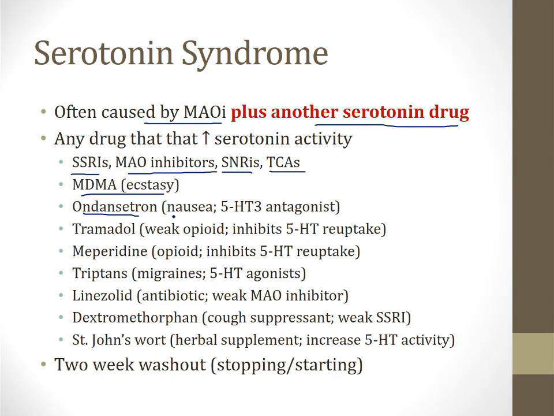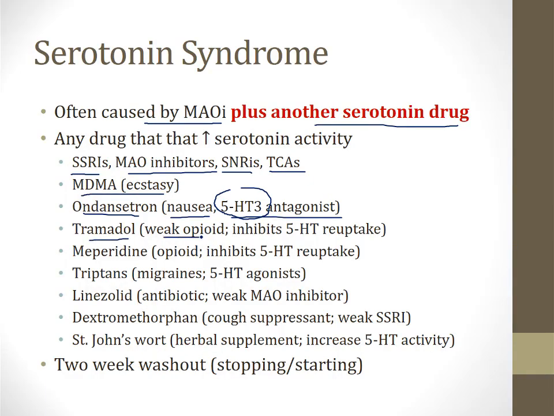Ondansetron is an antiemetic. It's used for nausea. It's a 5-HT3 antagonist, meaning that it blocks the subtype 5-HT3 receptor for serotonin. So why does this lead to the serotonin syndrome? Well, when you block this receptor subtype, that leads to more activity at the 5-HT1 and 5-HT2 subtypes of serotonin receptors, and that can potentially cause the serotonin syndrome.